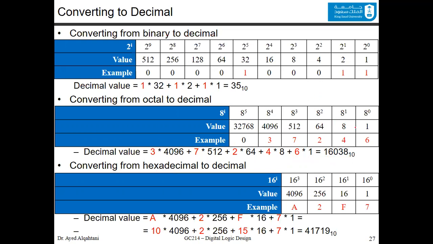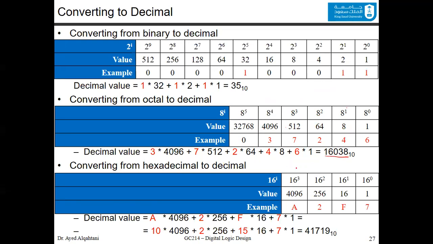Alternatively, without memorizing these powers, you can say 6 multiplied by 8 to the power of 0, which is 1. 4 multiplied by 8 to the power of 1, which is 8. 2 multiplied by 8 to the power of 2, which is 64, and so on. And then you add them together and you get the result in decimal.